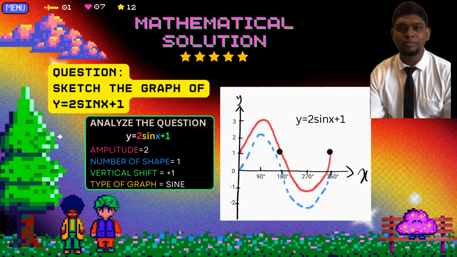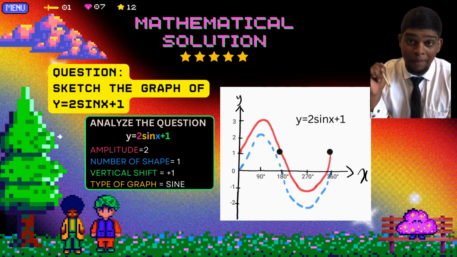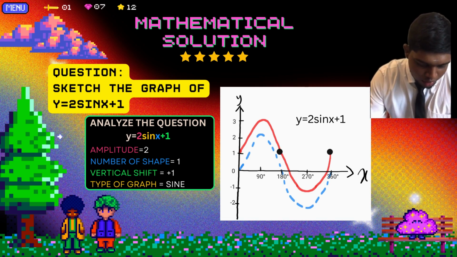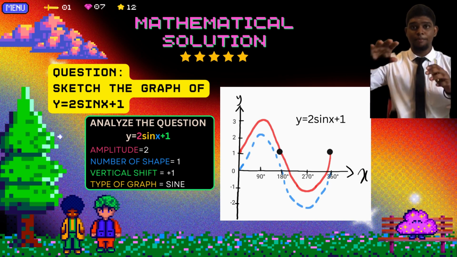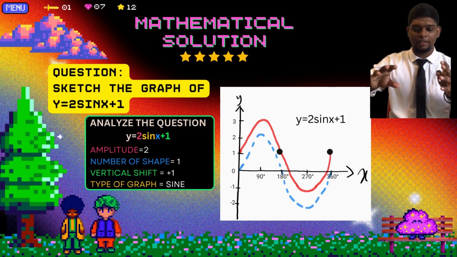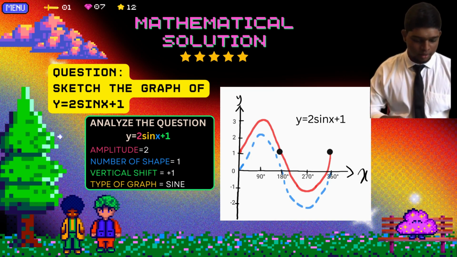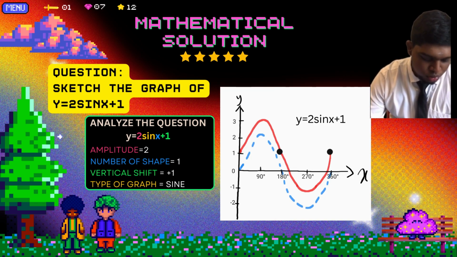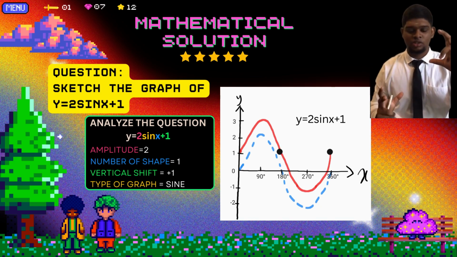It will be easy. The second rule is the amplitude. The maximum point is 2 and the minimum point is -2. You see it as the number before the sine x. That's the amplitude for us. So it's between 2 and -2, and the graph must stay within that range.